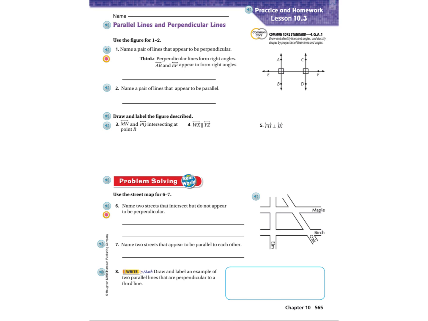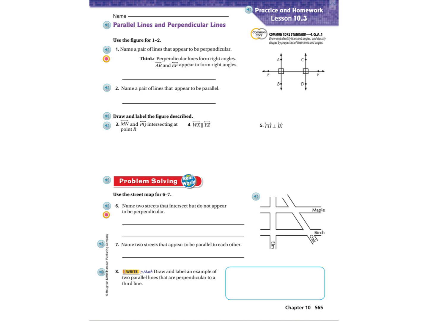This is 10.3 in Go Math Practice and Homework. Let's read the title together. Ready and go. Parallel lines and perpendicular lines. Very good. Parallel lines and perpendicular lines. Let's quickly review. Parallel lines never meet. Intersecting lines make these. Perpendicular lines form at 90 degrees.